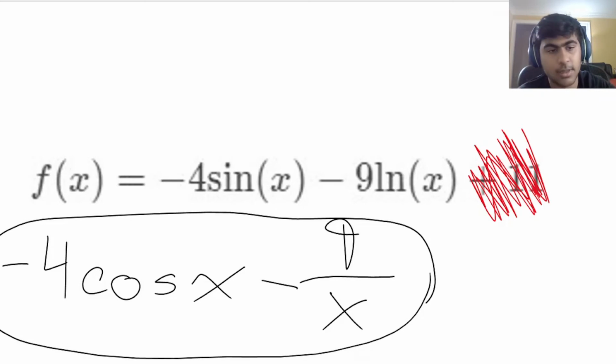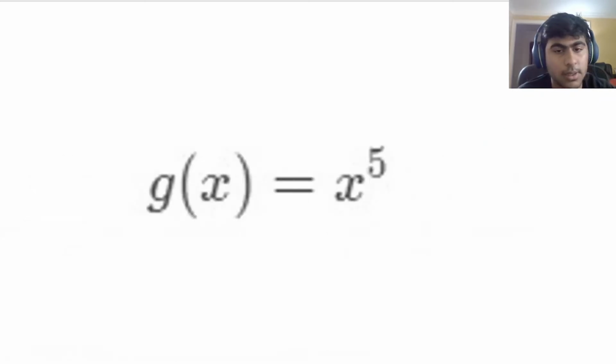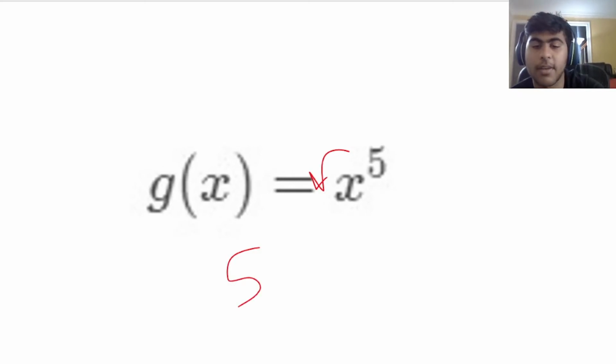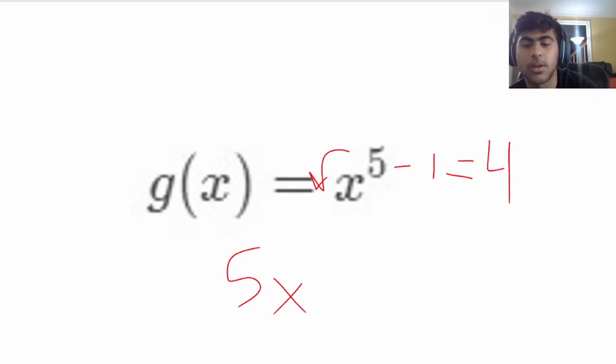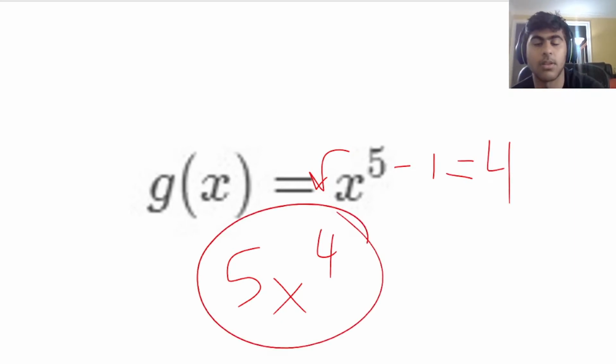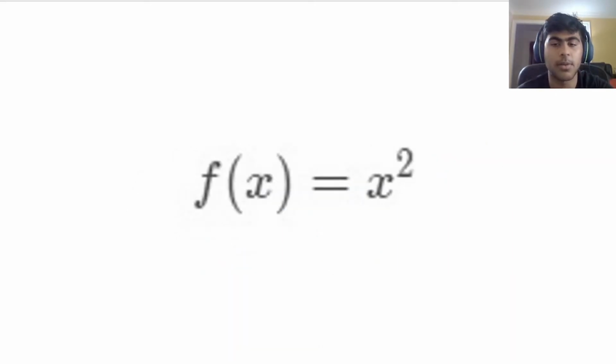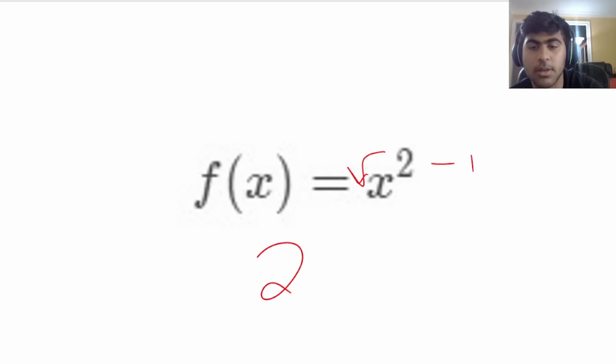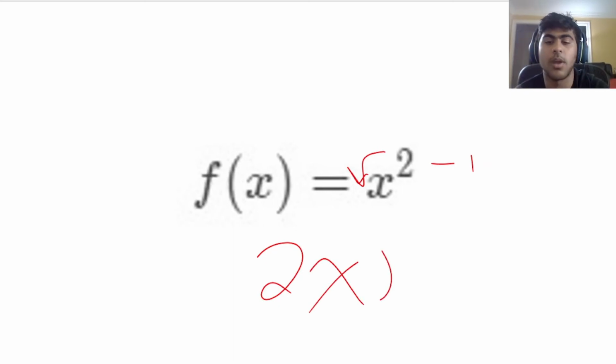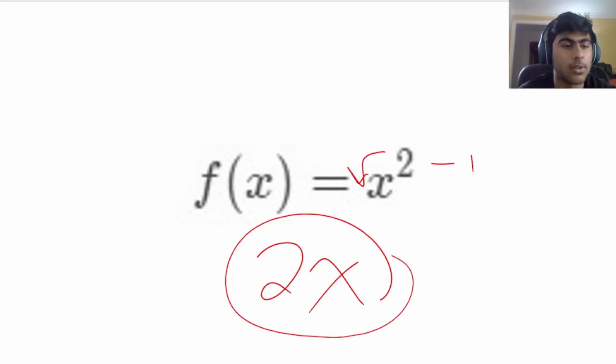Now we get what really is easier. It's just a power rule question. You bring the 5 down, and you get 5x to the what? Well, 5 minus 1 equals 4. So 5x to the 4. Another one: bring the 2 down, subtract 1, you get 2x to the 1, which is just 2x. And that one is also done.